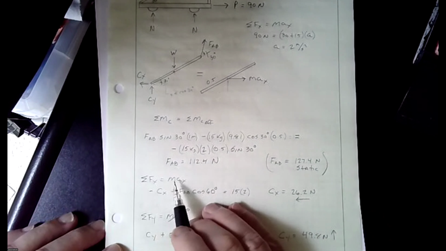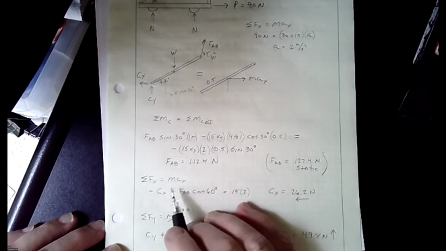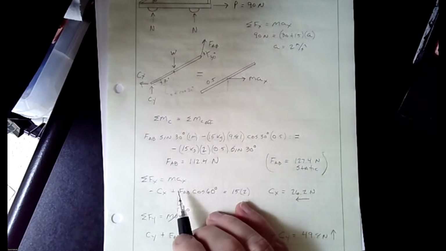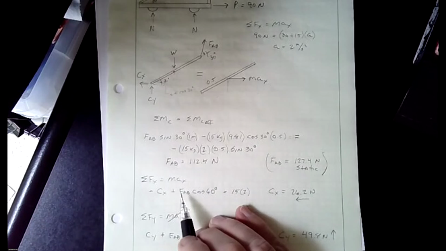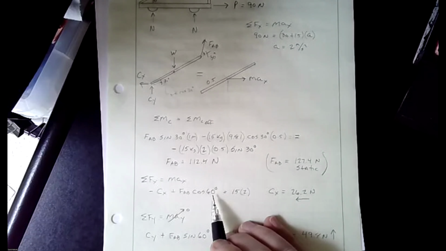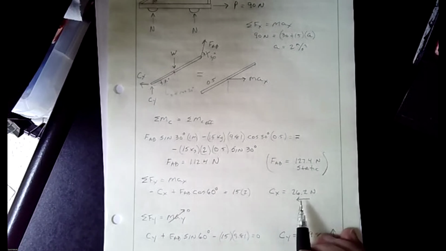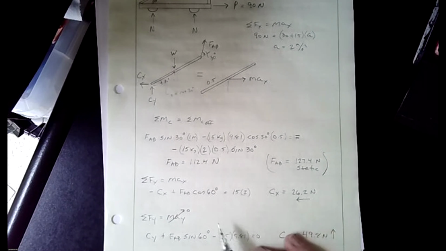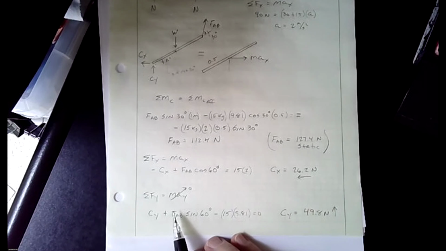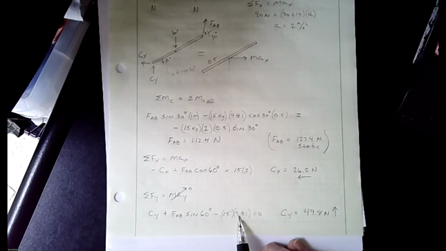We sum the forces in the x equal to m a_x. Here, I'm sorry, this is just chapter 12 stuff. Negative Cx plus Fab cosine 60 equals the mass times the acceleration in the x. And so we get 26.2 newtons going the other way. And we know there's no acceleration in the y, so it's just Cy plus the y component of Fab minus the mass of 15 times 9.81 gives us 49.8. And that's pretty much it.